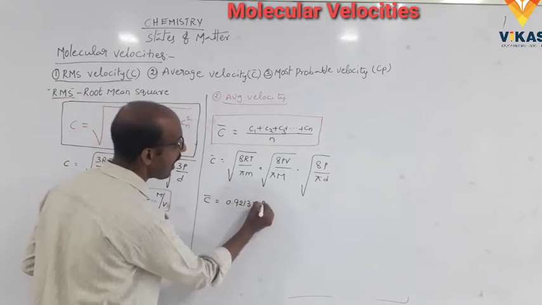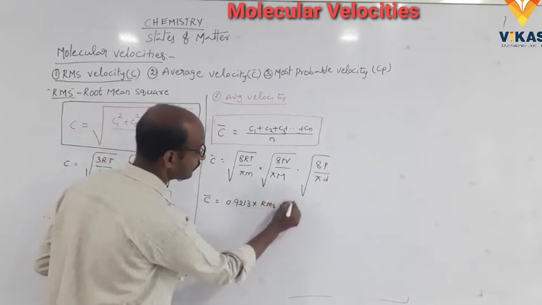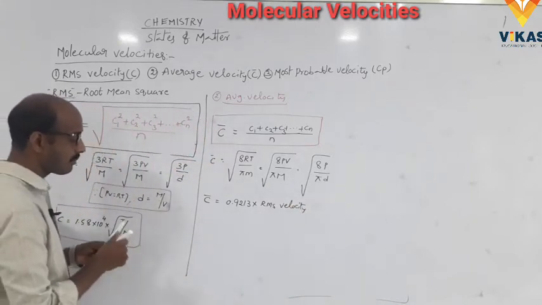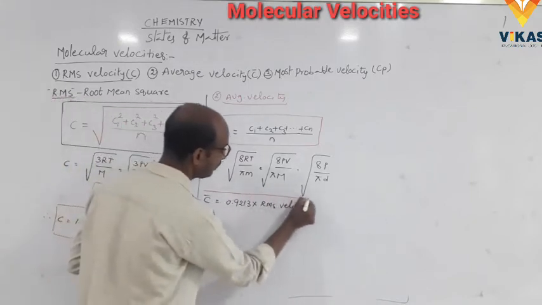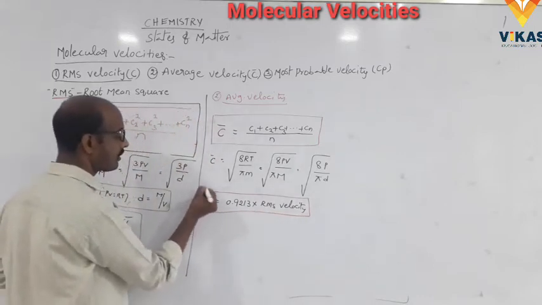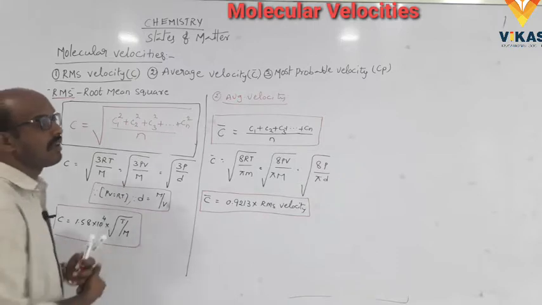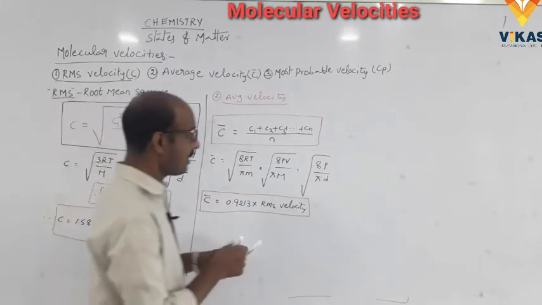0.9213 into RMS velocity. That is the final value of the average velocity, C bar. C bar is equal to 0.9213 into RMS velocity. That is the average velocity. And next one.